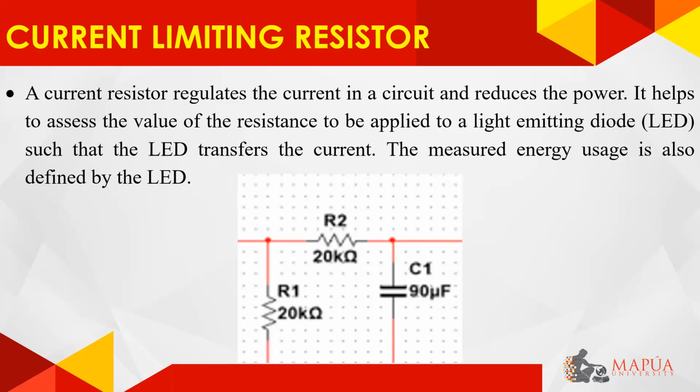What is the current limiting resistor? A current limiting resistor regulates the current in a circuit and reduces the power. It helps to assess the value of the resistance to be applied to a light emitting diode, LED, such that the LED transfers the current. The measured energy usage is also defined by the LED.